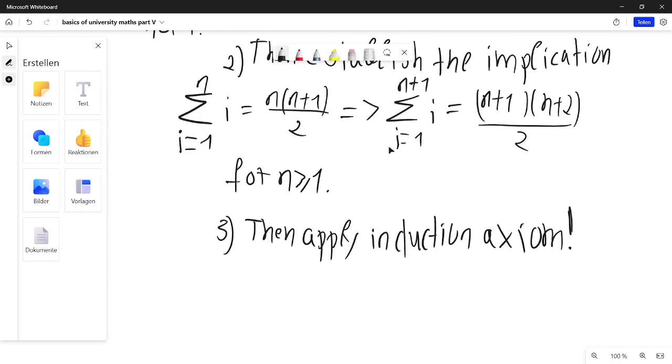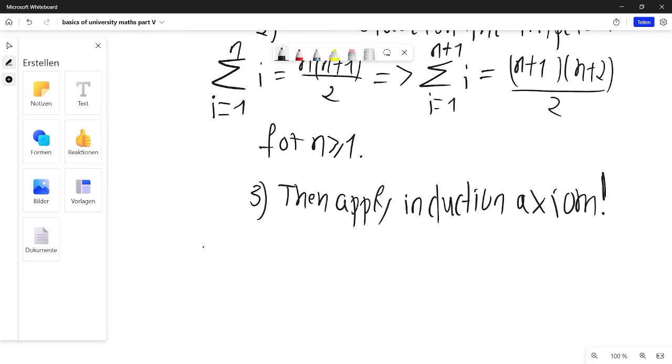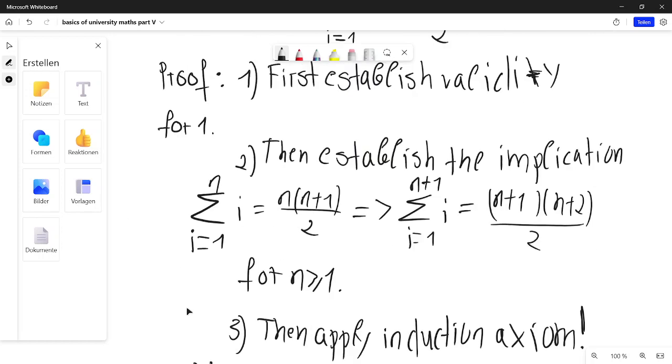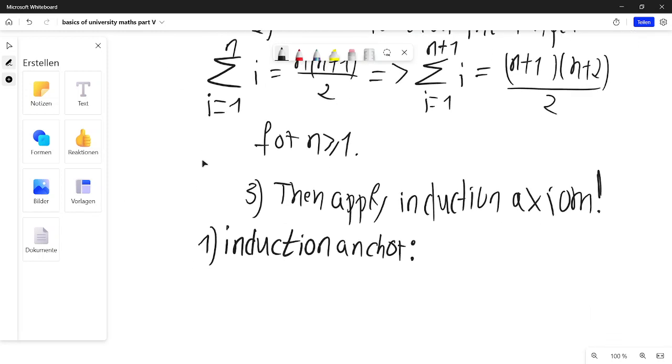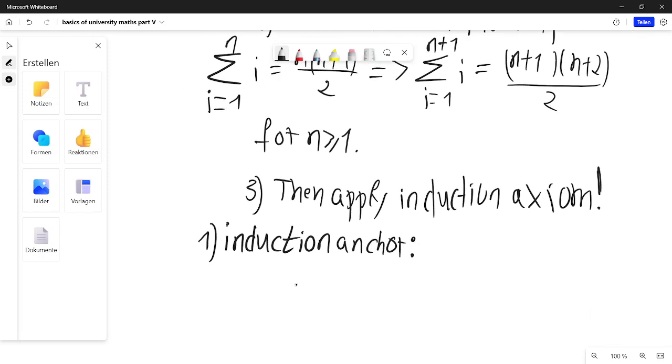All right. And one is called establishing the induction hypothesis. Oh, actually, no. Establishing the induction anchor. Why would it be hypothesis if we establish it directly? Induction anchor. We anchor our induction. So we have to check our statement for 1.